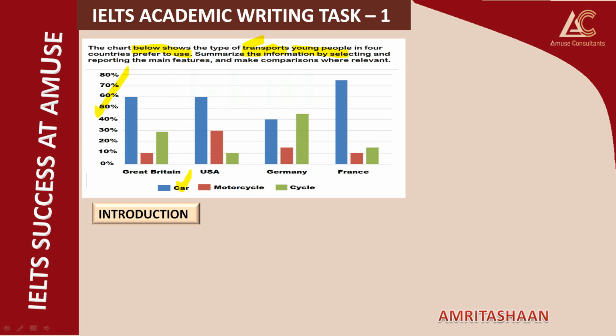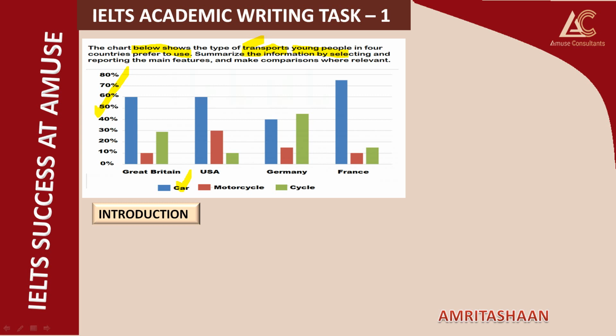In simple words, you can say that the given chart gives statistical information of the percentage of the young generation of four different countries who show their craze for three different modes of transportation, and the statistical figures have been calculated in percentage.